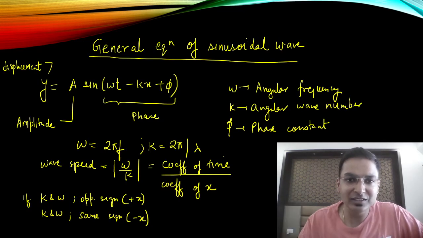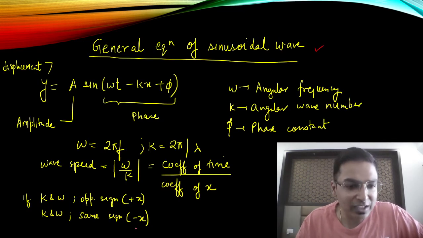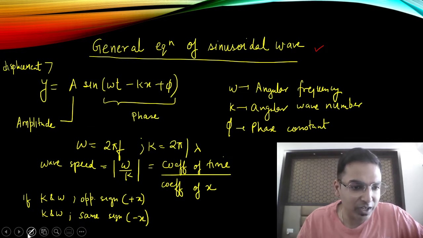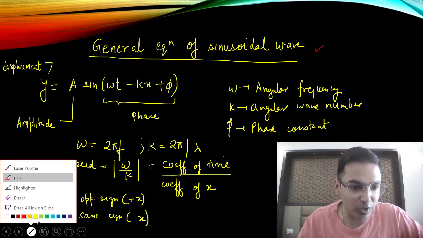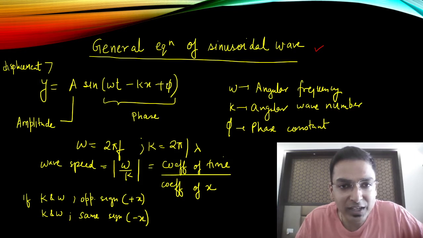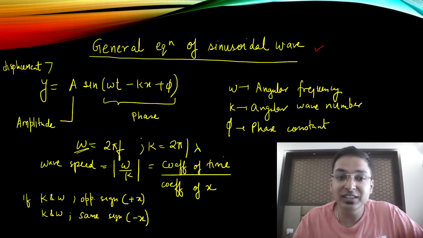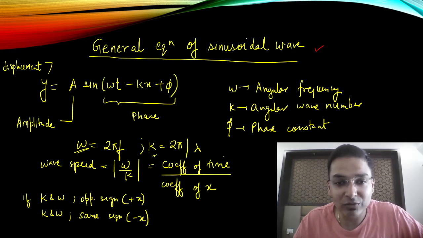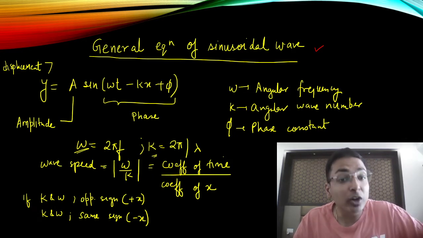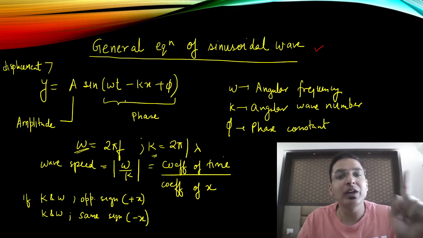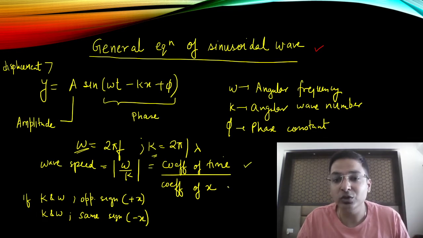So guys, firstly is the general equation of a sinusoidal wave. As you can clearly see, it is A sin(omega t minus kx plus phi). The important thing is this complete term is the phase. A is the amplitude, omega is 2 pi f, the angular frequency, and k is the angular wave number, 2 pi by lambda. And what is wave speed? You have to remember it is omega upon k, that is, coefficient of time upon coefficient of x.